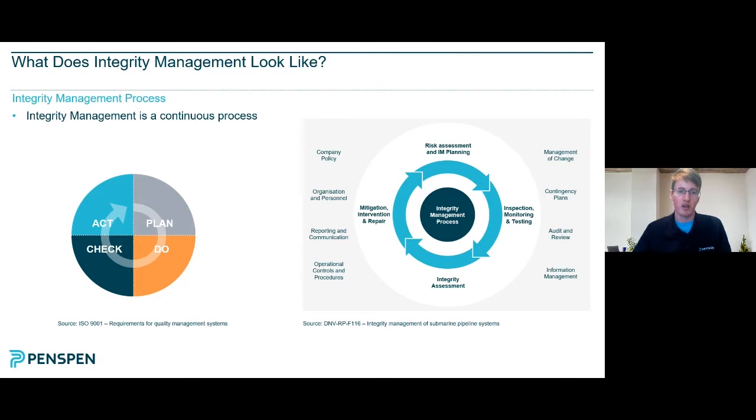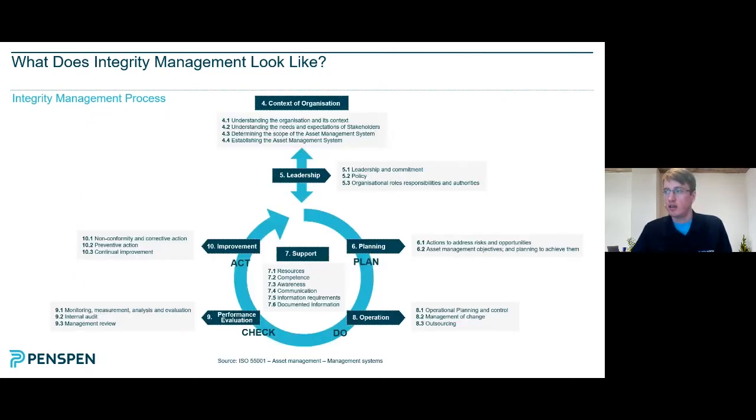So if we move on, this is taken from ISO 55001, which is for asset management systems. And again, we can see there's a similarity here with what was presented in the integrity management standard for submarine pipelines. There's many of the same steps and many of the same points. One thing to pick out on this diagram is that it quite clearly highlights the importance of leadership from the top of an organization and how that influences the mindset and mentality of a business and how it manages safety and integrity across its entire asset base.